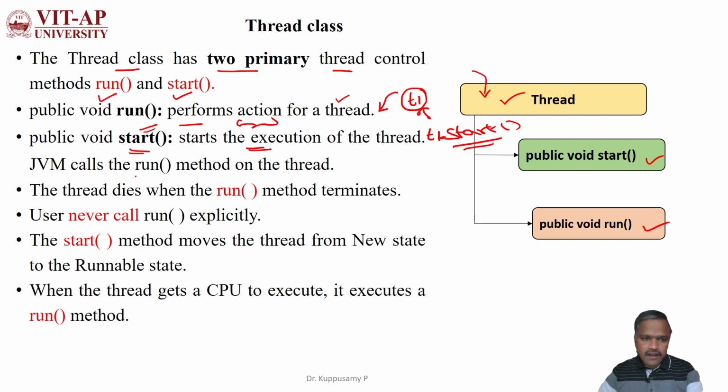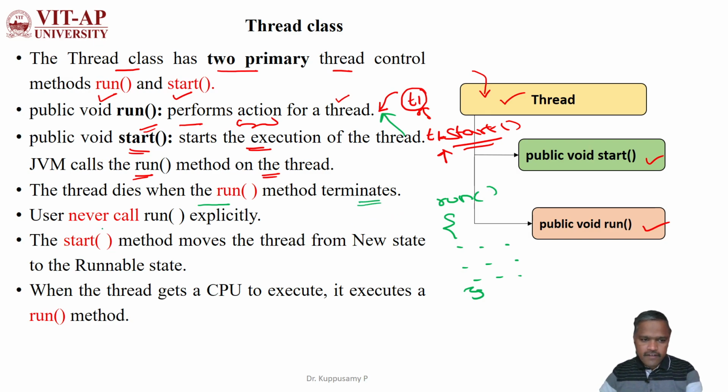JVM is calling the run method on a thread. When you call this start method, automatically the Java virtual machine in the background calls this run method to execute. The thread dies whenever the run method terminates its execution. That means if the run method has completed its execution by executing the instructions available in it, then automatically it will be terminated.